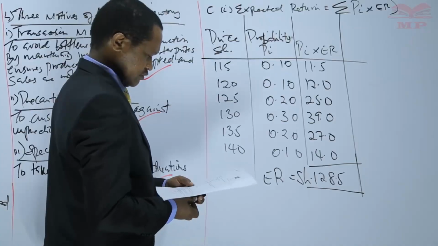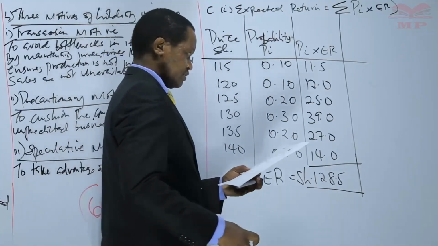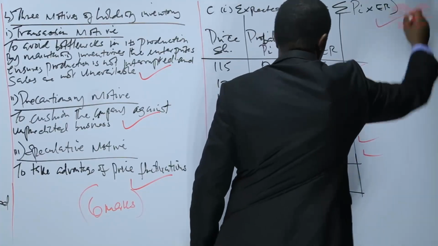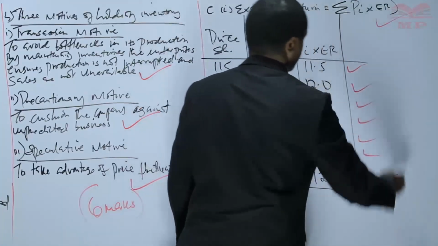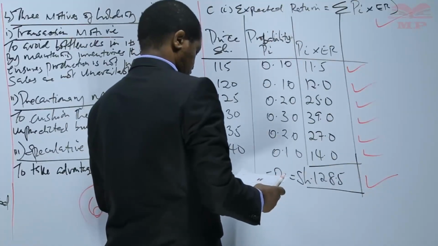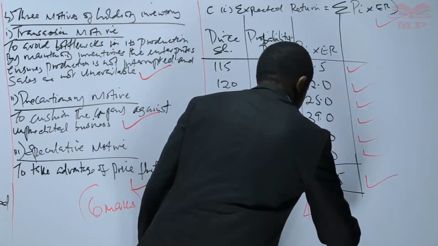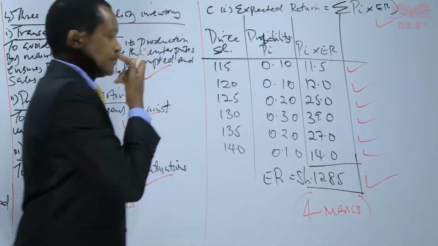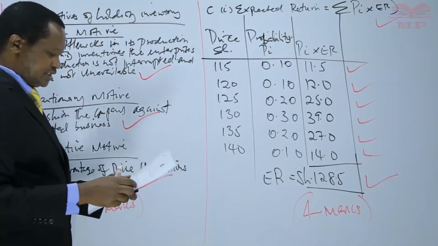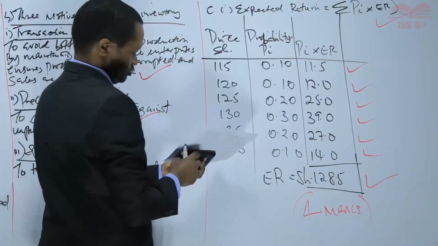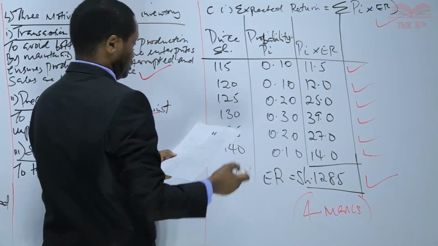These are how many marks? 4 marks. Each tick, half a mark. So that is part 1. Yes, part 1. So let's answer part 2.